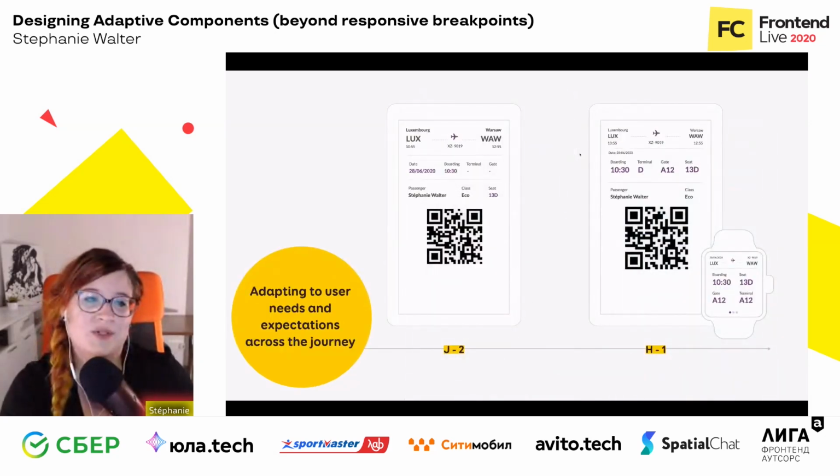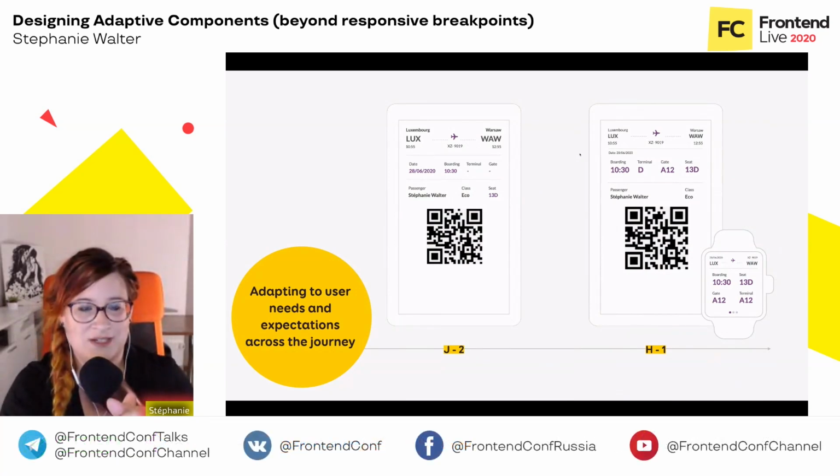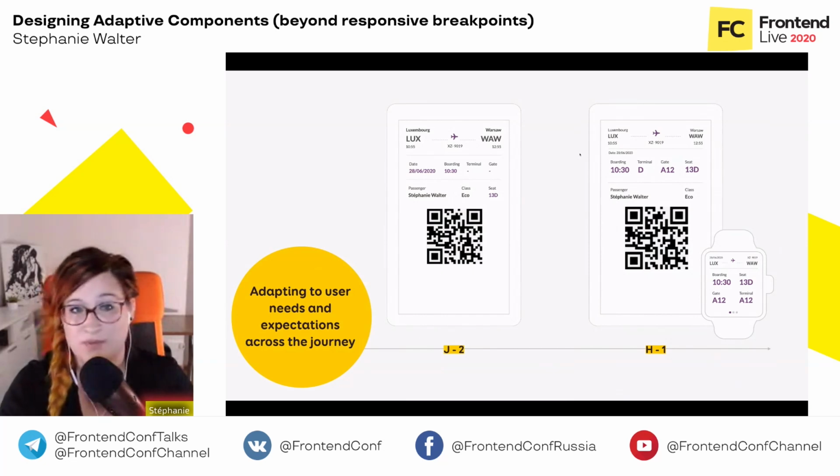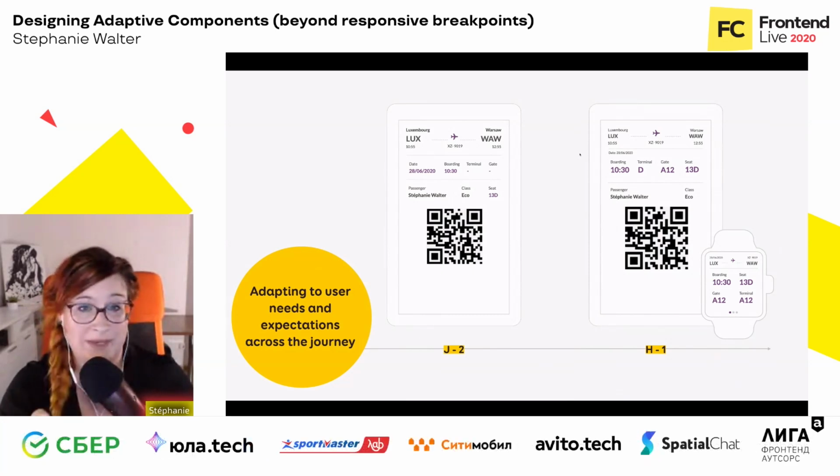Last but not least, we could adapt to user needs and expectations across the journey. If you think about the boarding pass, the information you want to see in the boarding pass might not be the same if you are 2 days before your trip versus 1 hour before the trip. So 2 days before the trip, you might be interested, of course, in the date of the trip. Make sure you actually go to the airport on the right date, the boarding time, so that you can arrive on time. And you're also interested in the city, but also in the specific airport.